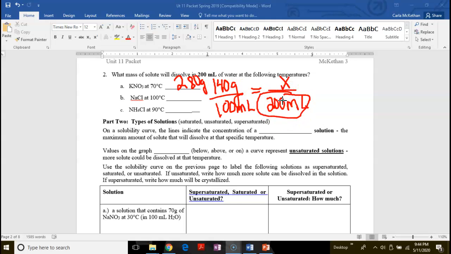Now the reason why it's good to know the cross multiply divide, because this amount right here can change. We can make it 50 milliliters of water. We can make it 300 milliliters of water. You'll always be able to find X by cross multiplying and dividing. All right?